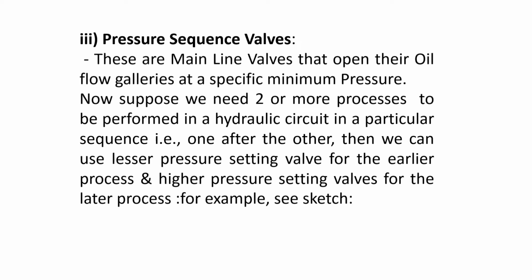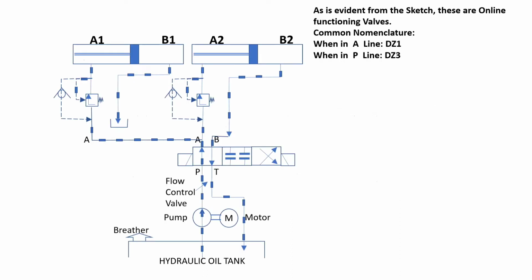Now next are the pressure sequence valves. These are the mainline valves that open the oil flow galleries at a specific minimum pressure. Suppose we need two or more processes to be performed in a hydraulic circuit in a particular sequence, that is one after the other. Then we can use a lesser pressure setting valve for the earlier process and a higher pressure setting valve for the later process. For example, see the sketch.